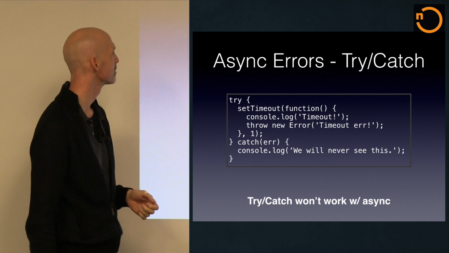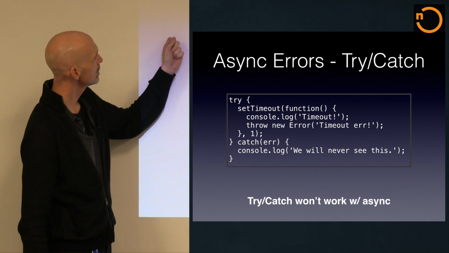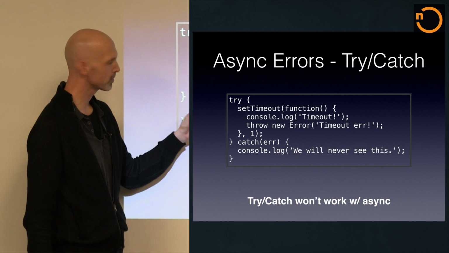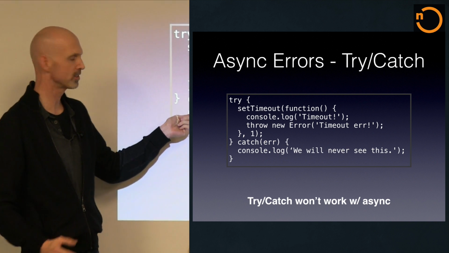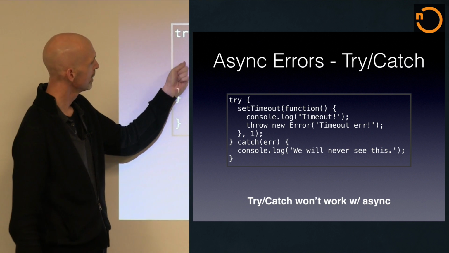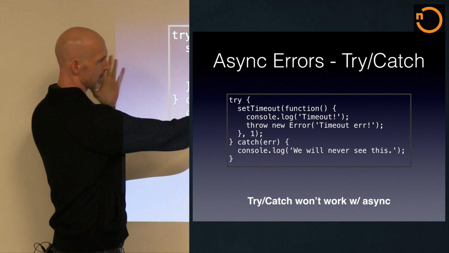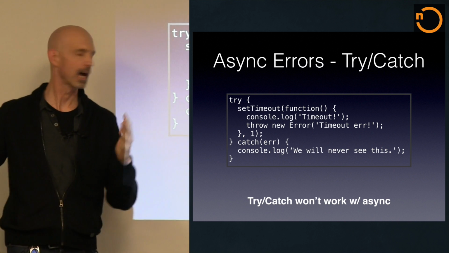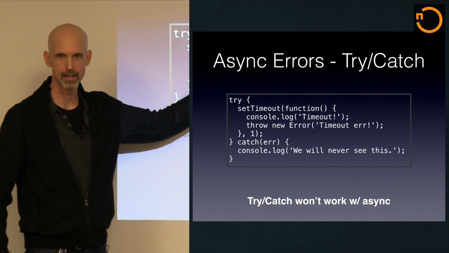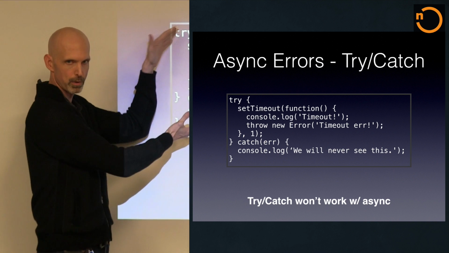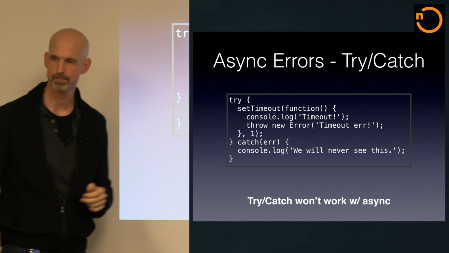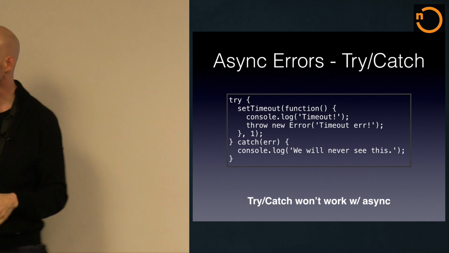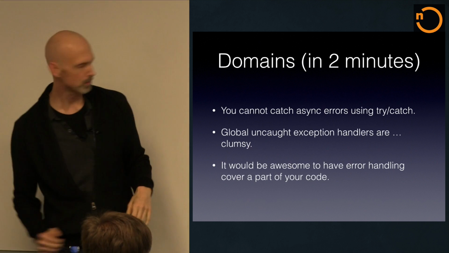It was fantastic. So if I use try and catch, I will never see this catch. That's just how it works, because this little exception event won't be caught by this, because it's going to happen in a callback, and that callback has nothing to do with what this try and catch will catch. It just doesn't work with async. So the solution is domains.